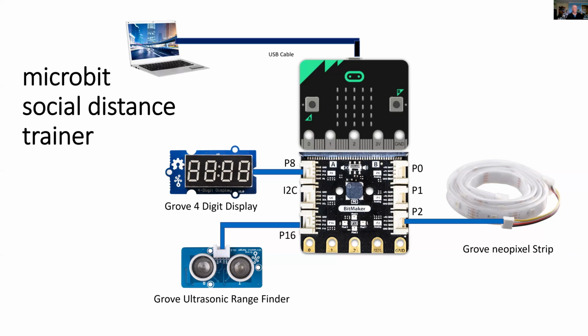And of course, we need a personal computer, and that's where we'll do our coding and download the program via the USB cable. There is an additional USB connector on the back of bitmaker, and if you're not getting enough power to the microbit and bitmaker, you can add a second USB cable to give you some extra power and then switch on. There's a switch at the back of bitmaker, and you can switch that on.